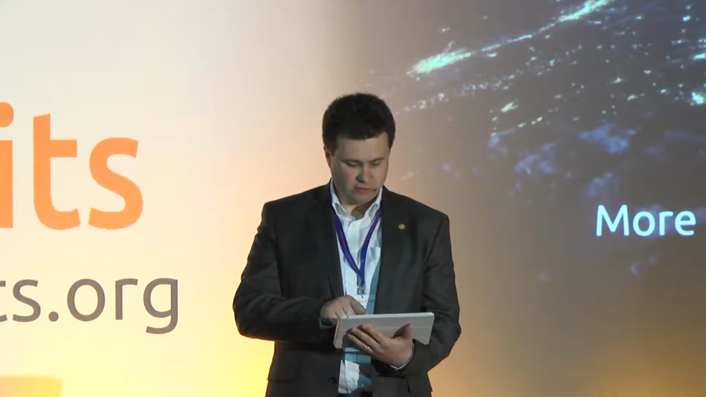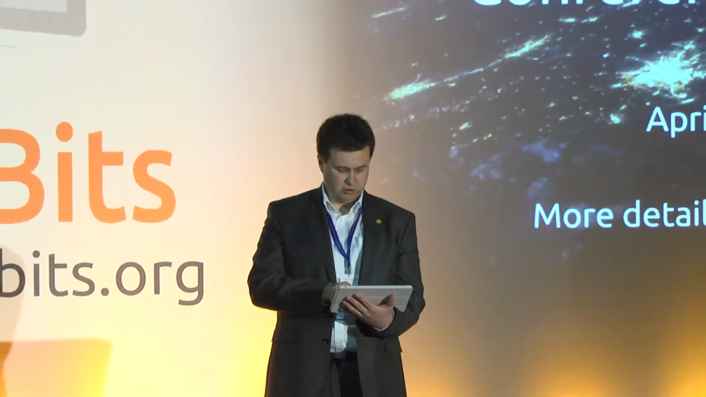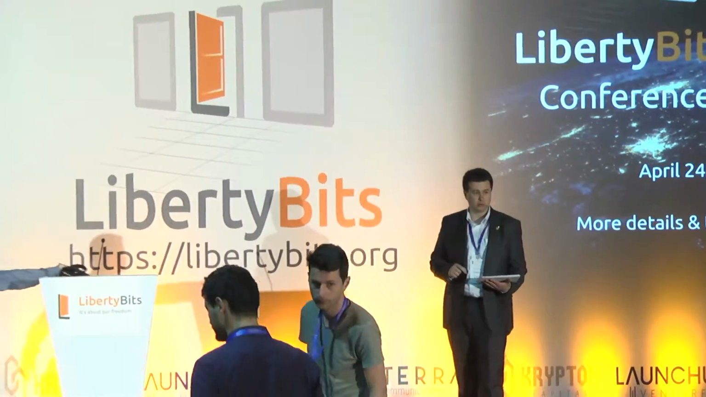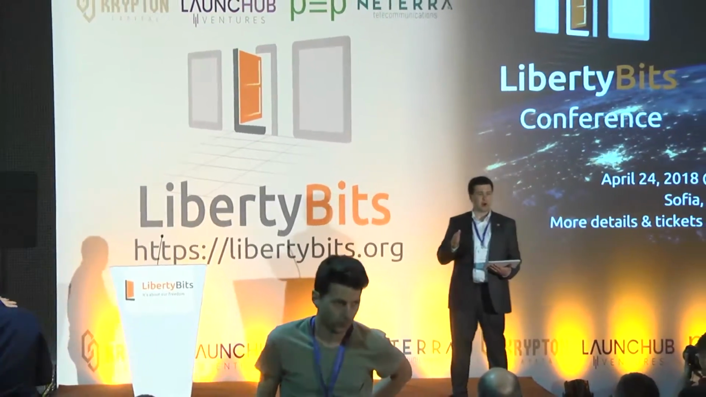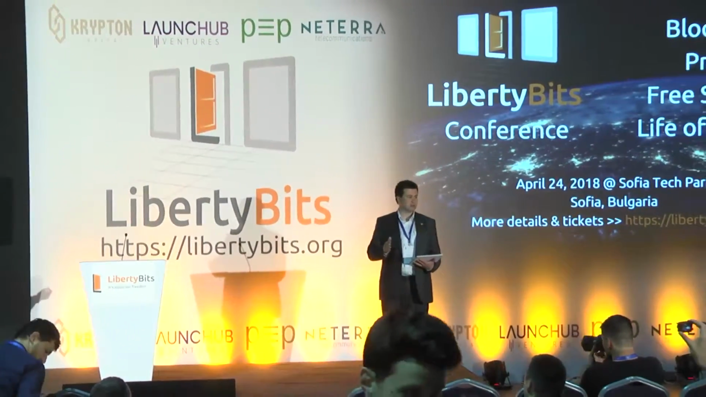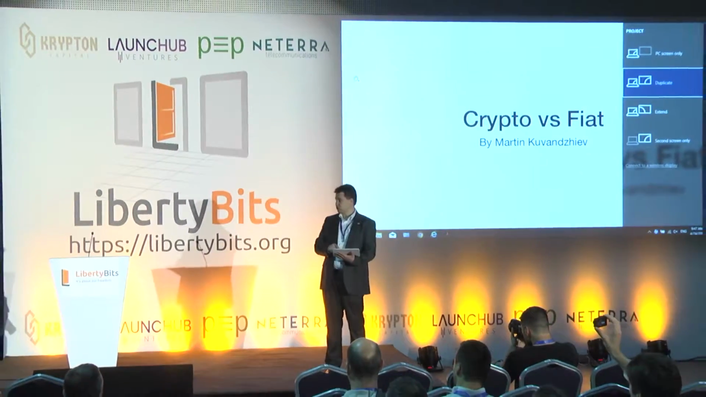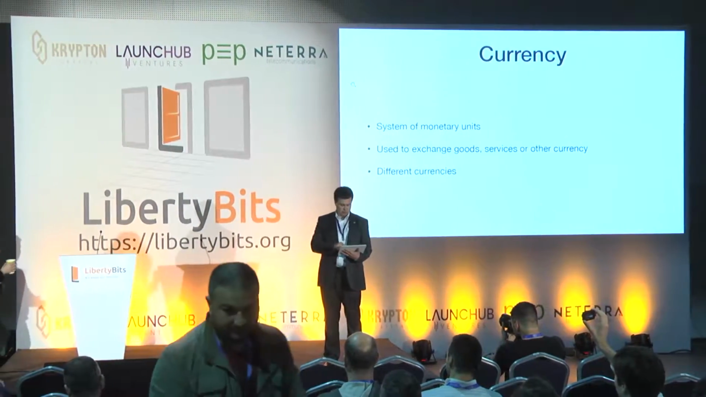Right, so next we have Martin Kuvandzhiev. Is Martin here? There he is. So he's very interesting because he's the core developer for Bitcoin Gold, which is one of the hard forks of Bitcoin. It's a competing version of Bitcoin. So it's quite interesting. We have one of the core developers amongst us.